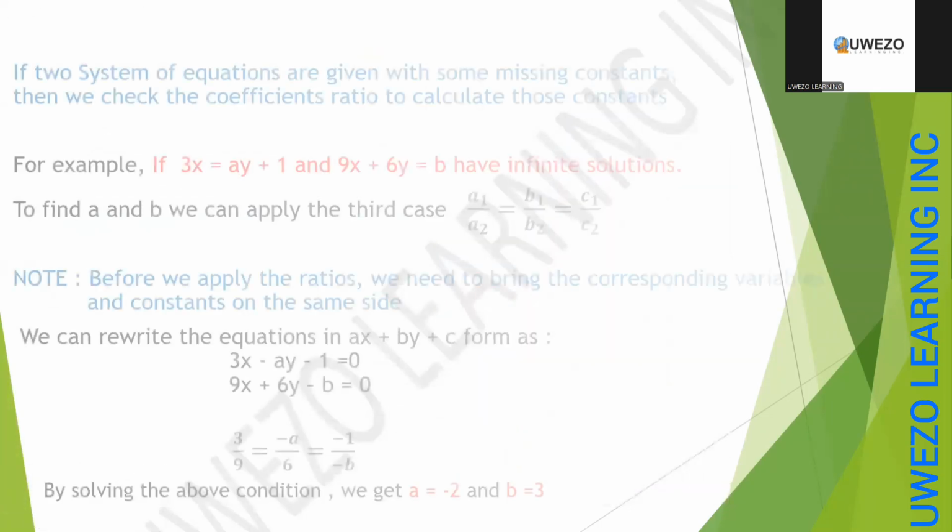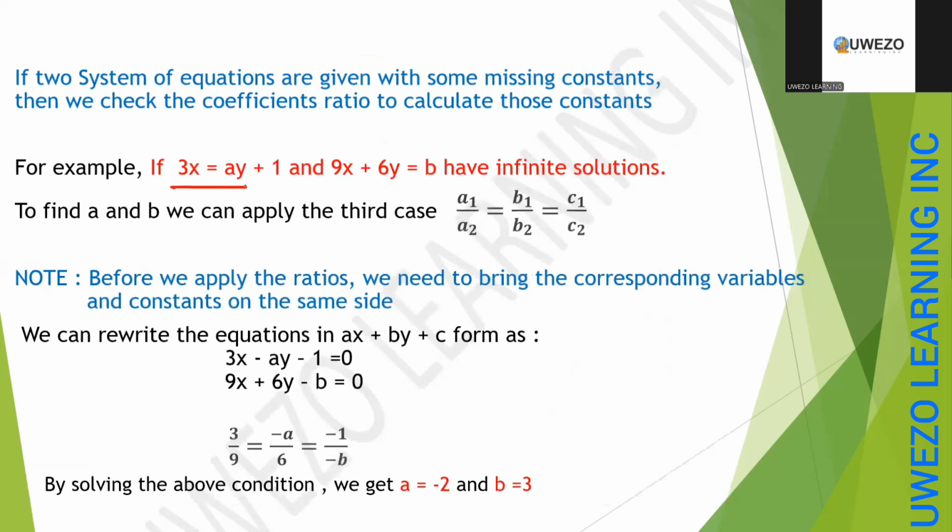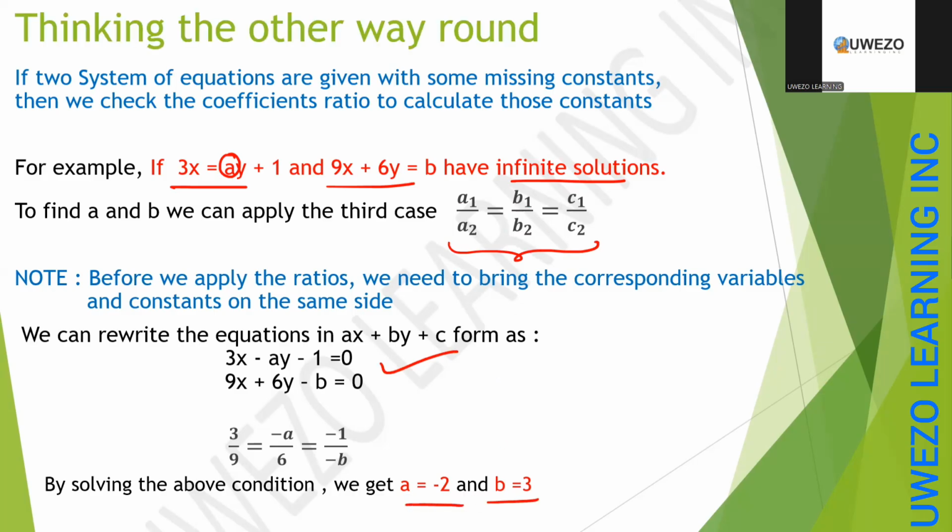And finally, when two equations are given with some missing constants, but you know the number of solutions, you would apply the three cases. In this example, we are given two equations and the coefficient of y is missing in the first equation. So for infinite solutions, we know all three ratios have to be equal. So we equate the ratios and then solve for the missing constants. That's all about system of equations. Please follow these rules. It will be easy and most of the times you could solve using Desmos.